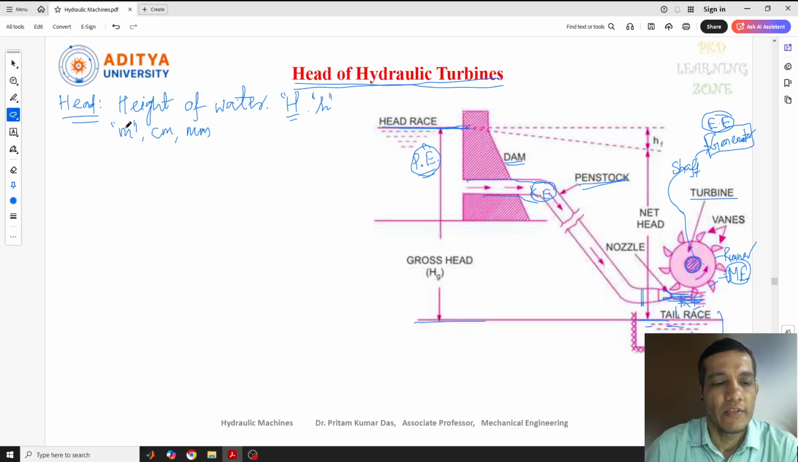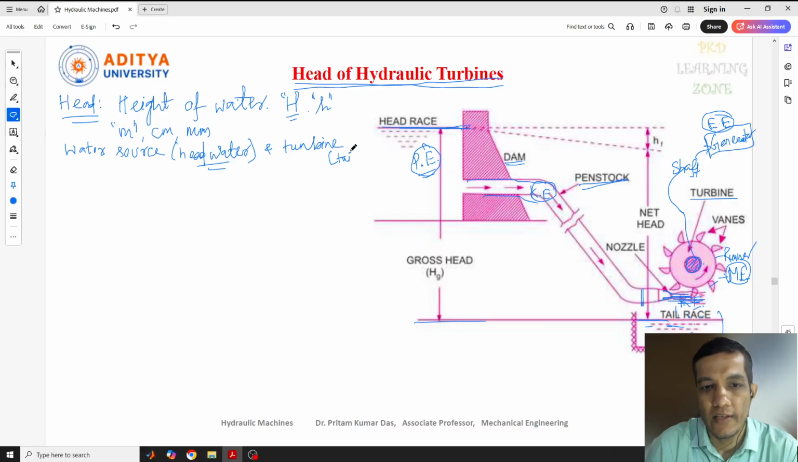So this is about the head. It is the difference between the water source, meaning up to what level the water is present, which is called head water, and the turbine tail. The turbine is in the tail race. This is the head race and this is the tail race. We'll discuss the same thing while discussing the gross head. So this is about head.